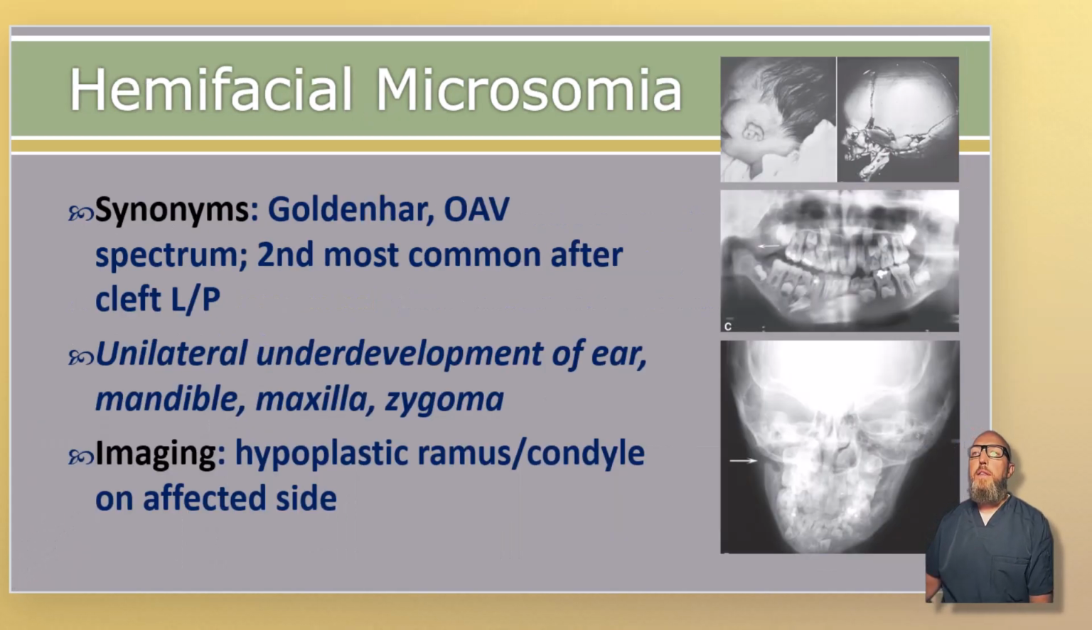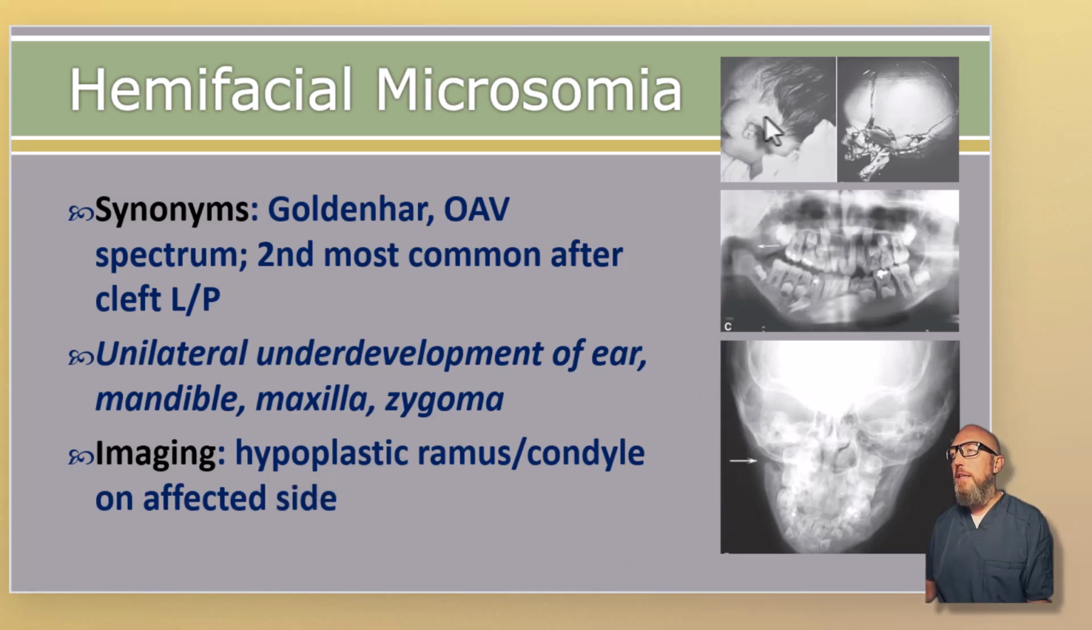Be familiar with hemifacial microsomia. There's a lot of synonyms for this, although I think of this one as more of a specific one dedicated to when it's really involving the ear, because sometimes this does, sometimes it doesn't involve development of the ear and the inner ear structures, the mandible, the maxilla, the zygoma. But this is somewhat common. What you're going to see is a hypoplastic ramus or condyle on the affected side.